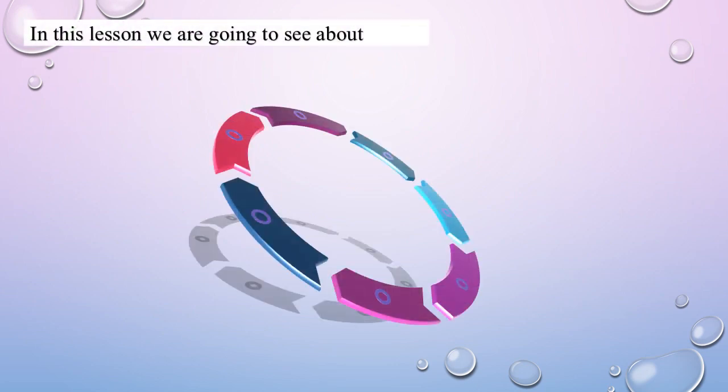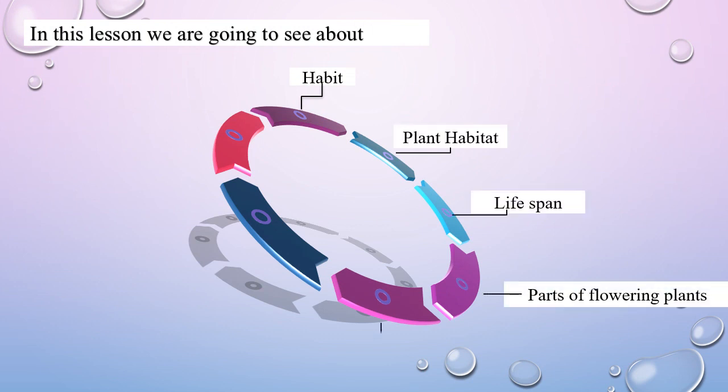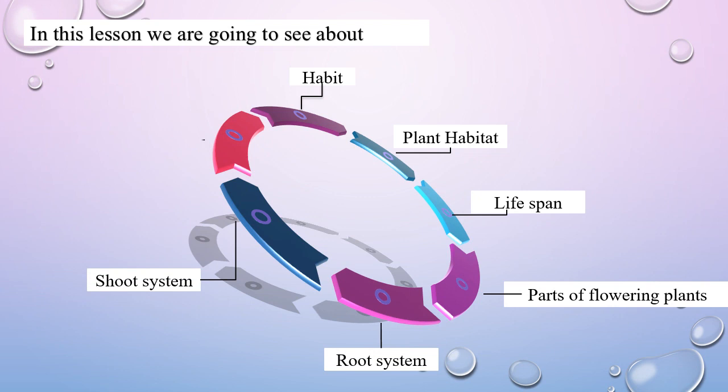So, in this chapter, we are going to discuss habit, plant habitat, lifespan, parts of a flowering plant, root system, shoot system, and leaf system. In the first topic, what we are going to see is habit, plant habitat, lifespan, and parts of a flowering plant. Before entering into the topic, let us see what is morphology.